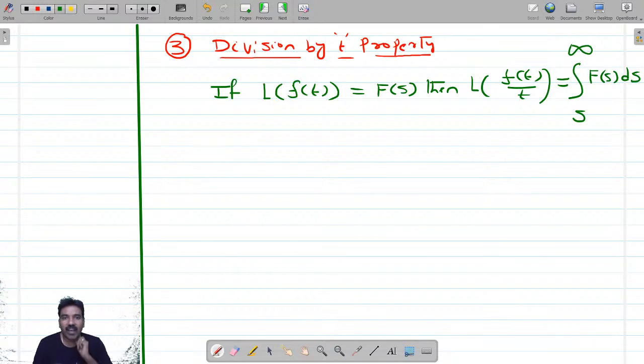Okay. So when you have an f of t whose Laplace transform is capital F of s, using this I can easily get the Laplace of f of t by t in terms of again capital F of s. Simple integral, integral s to infinity. Lower limit is s, upper limit is infinity. I think this point is clear. Okay, now let us have a few examples. Very interesting examples we will see.